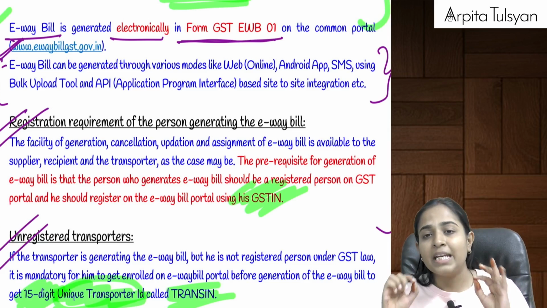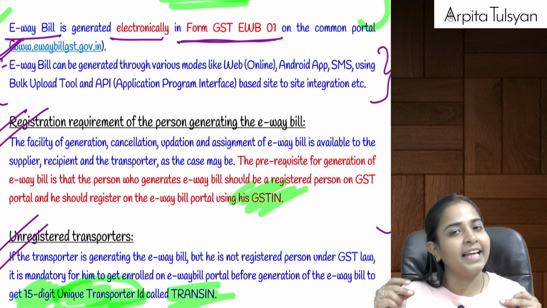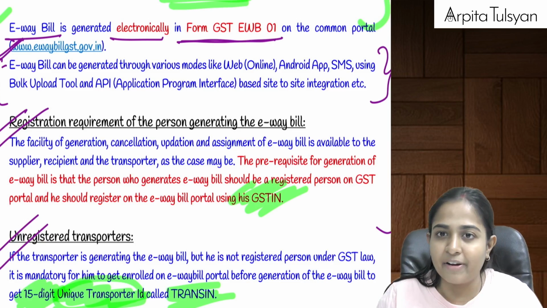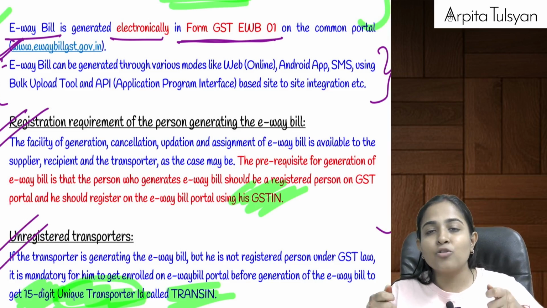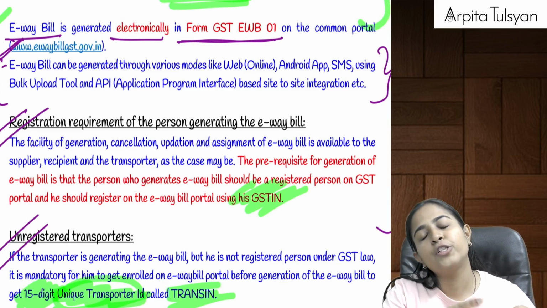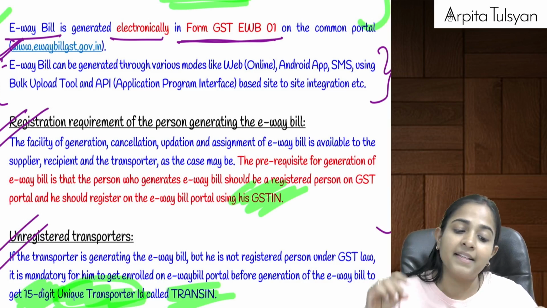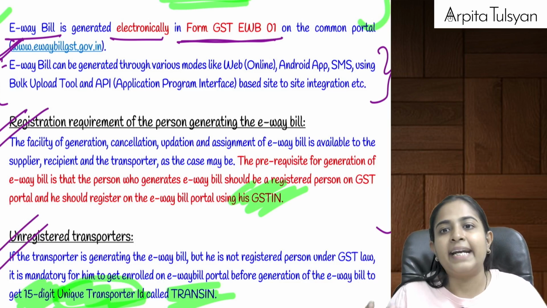Whenever there is any movement of goods from one place to another, and if the consignment value exceeds rupees 50,000, then we are required to generate an e-way bill, and that e-way bill is the evidence which is to be carried by the transporter at the time of transportation of goods from one place to another, and this is the mandatory provision. Now listen, let's get into the details of it.